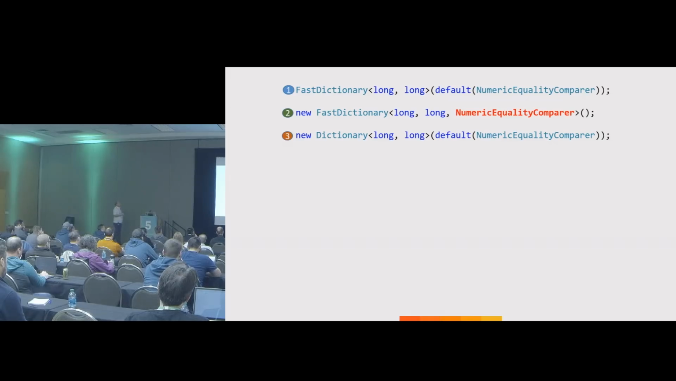So who can guess which is the slowest? Anyone, I get a 1? Anyone wants to guess the 2? How about the 3? Yeah. Anyone of you have seen this talk before?